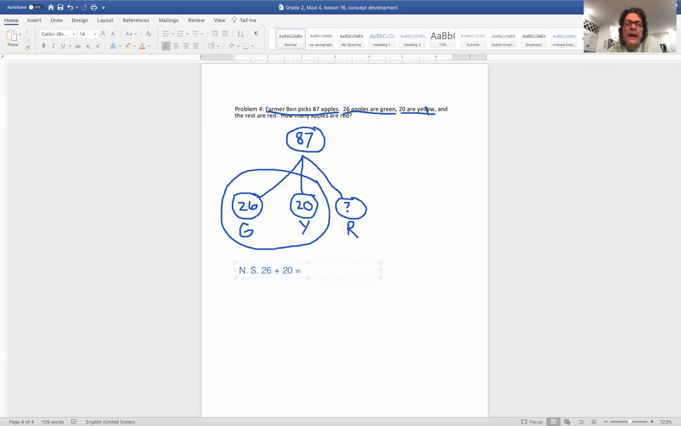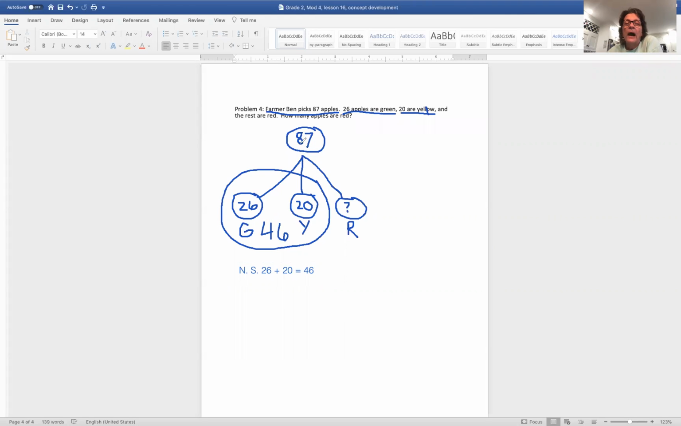And I bet you can add those two numbers in your head. There's no regrouping there. 26 and 20 is 46. So now I'm going to go back up here, and what I like to do is put 46 in here. So when I combine the green and yellow apples all together, I have 46. All right. Now what I have is really just a 2-part number bond where one big part is 46 and I'm missing the other smaller part, which is the red.